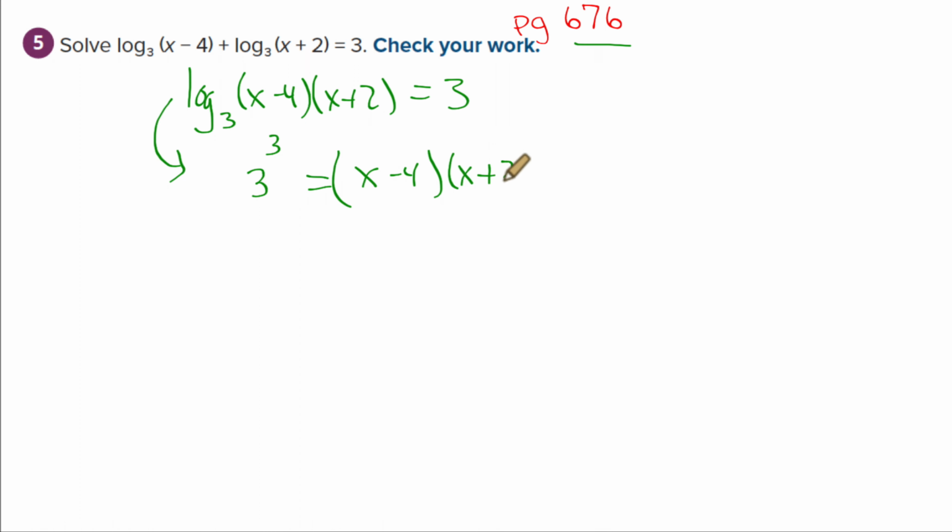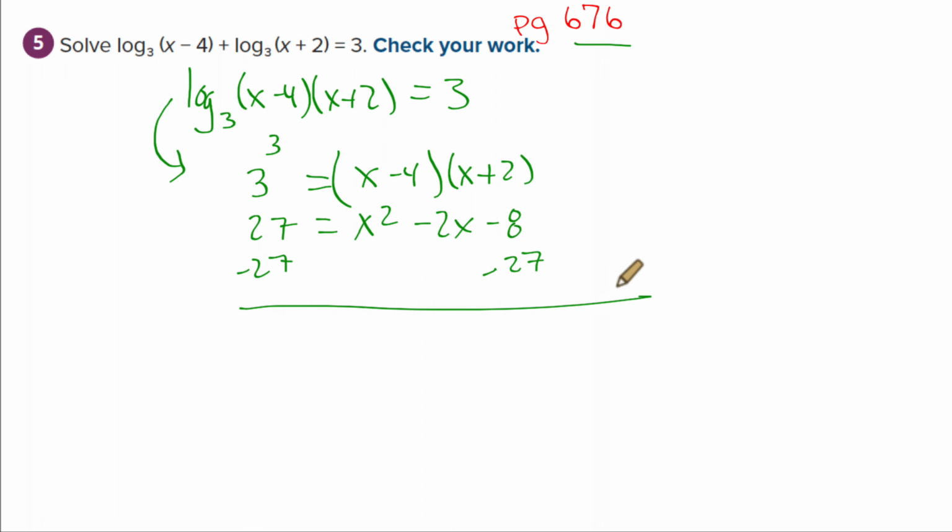So now it just becomes an algebra problem, right? So if I expand on the right here and I multiply this all out, I'm going to get x squared. We get a plus 2x minus 4x. So that gives us a minus 2x and then a minus 8. And that all equals 3 to the third power, which is 27. Guess what we're going to have to do? You guessed it. Move everything to one side. Use the zero product property. So these cancel out. We get 0 equals x squared minus 2x. What do we get here? Minus 35. This will factor.